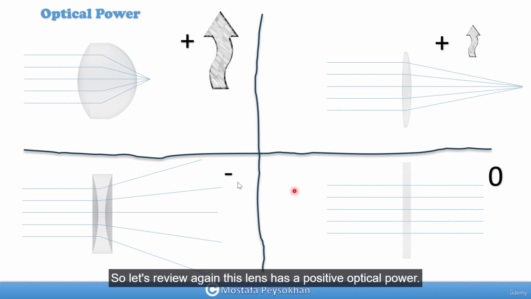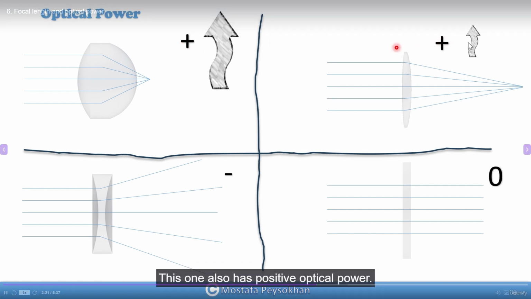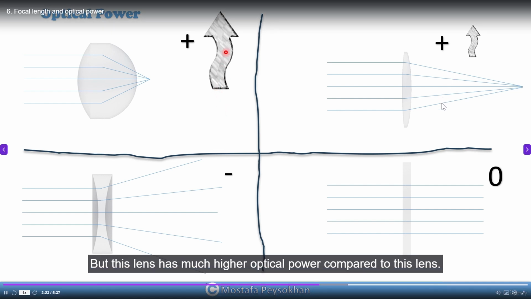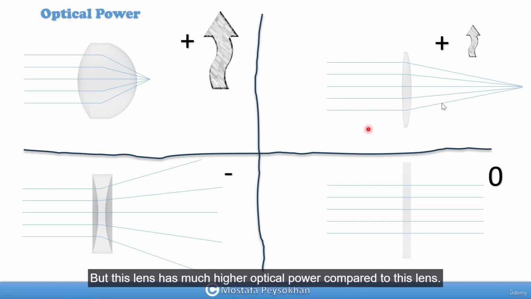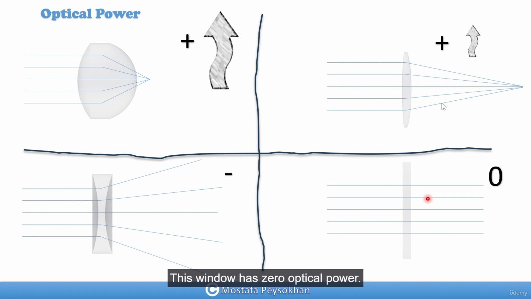So let's review again. This lens has a positive optical power. This one also has positive optical power, but this lens has much higher optical power compared to this lens. This lens has negative optical power. And this piece of glass, this window, has 0 optical power.